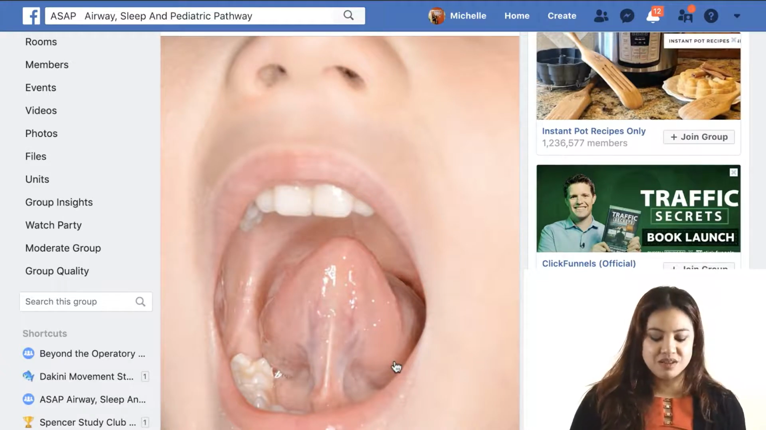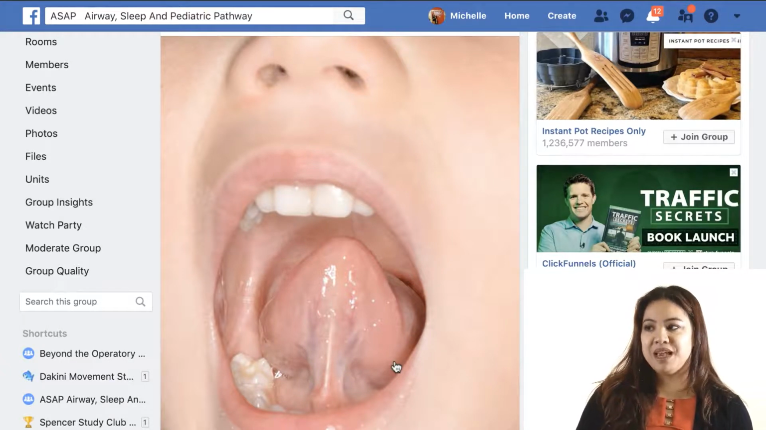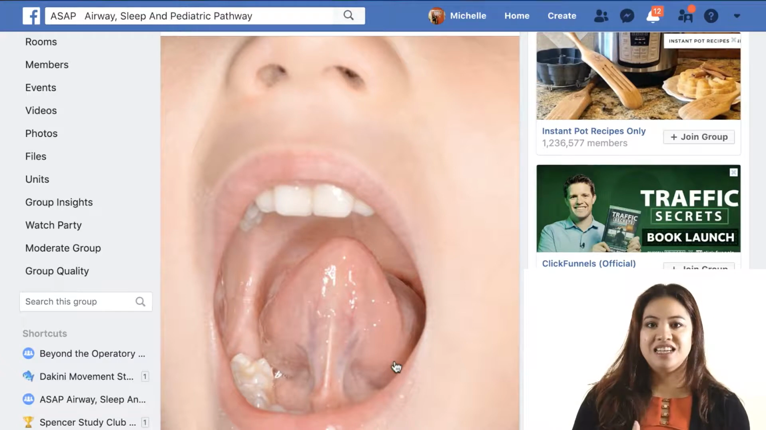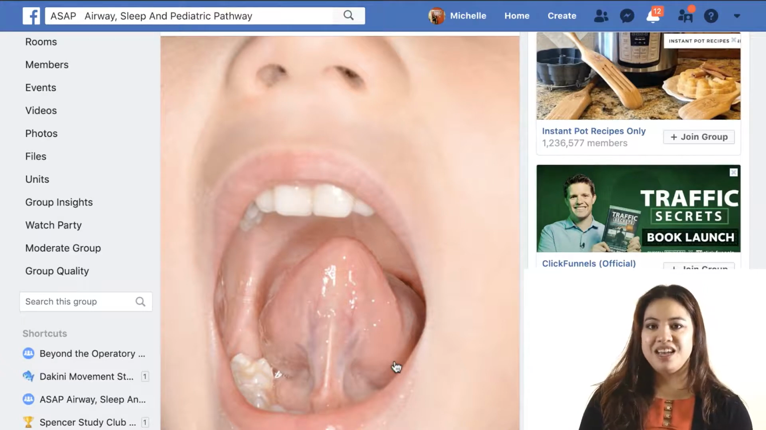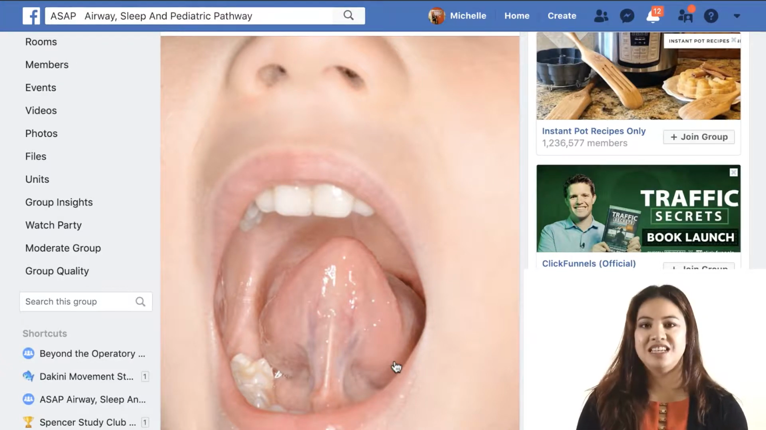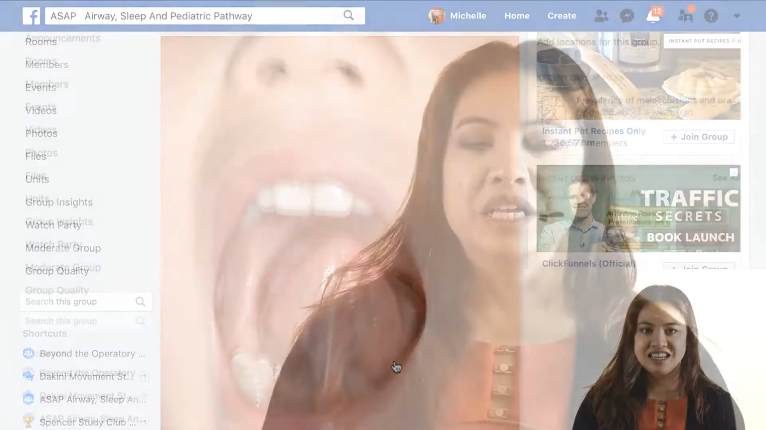So these are things that a traditional study club really wouldn't be able to provide, just because it's hard to get people together in real time. But using the power of the Facebook site, we can get together pretty much on a daily basis and get input from many people in a matter of minutes. So I hope that you got a feel for what the online offerings are of ASAP Pathway.